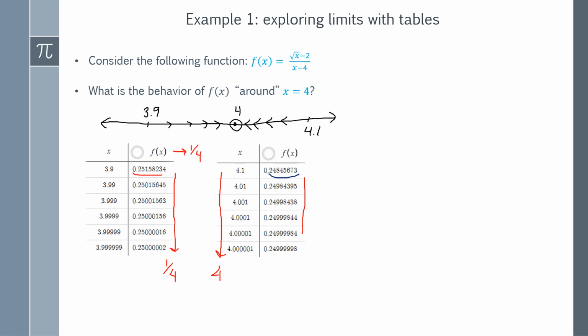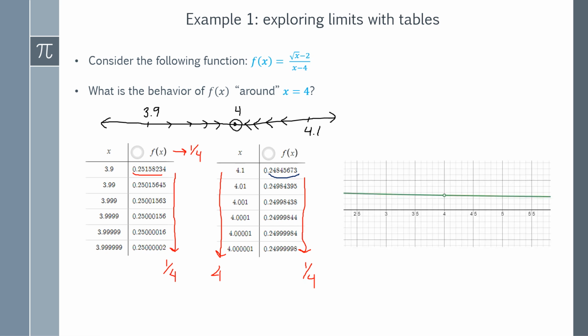What happens to the function? The function goes to 1/4, right? 0.2499998, that is basically 1/4. So this is a similar idea that we've discussed on our previous slide, but now numerically we can confirm what happens to our function from either side, whether we're approaching from right or left, the value of the function goes to 1/4.